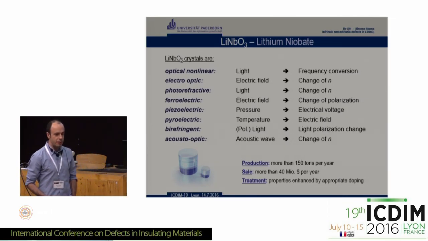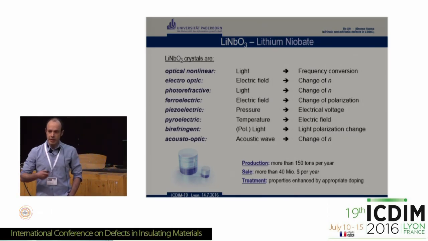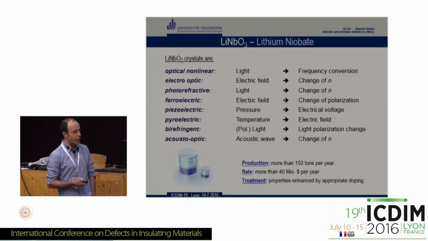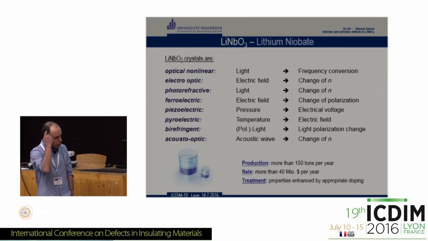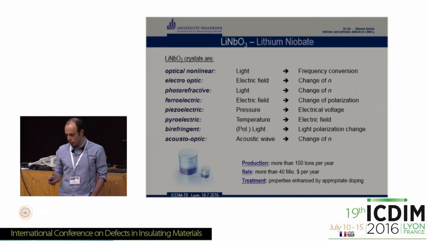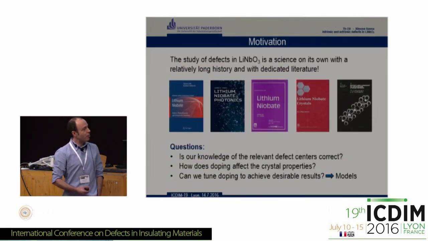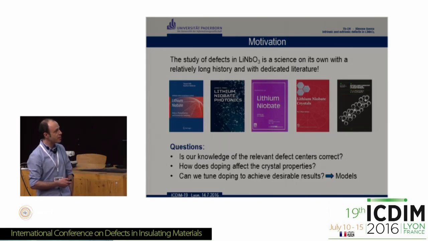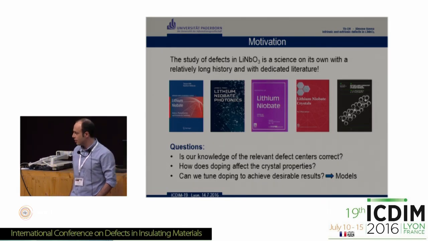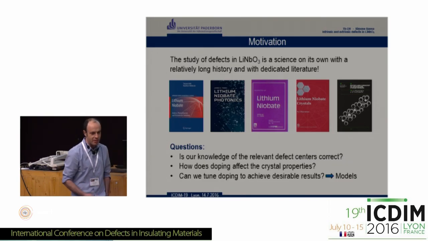So the material moves really a huge amount of money, is produced in great quantities, and it is astonishing that you can really enhance the properties of the material by appropriate doping. A very illustrative example is the photorefractivity: by iron doping, you can enhance it, but if you dope, for example, with magnesium, you can reduce it drastically. So many, many efforts have been dedicated to the simulation of the point defects.